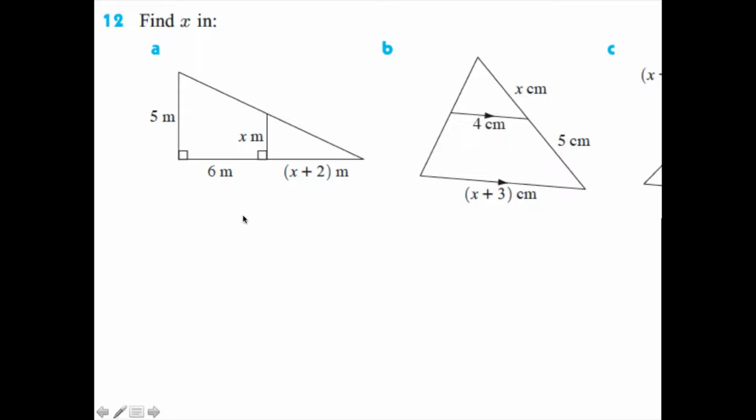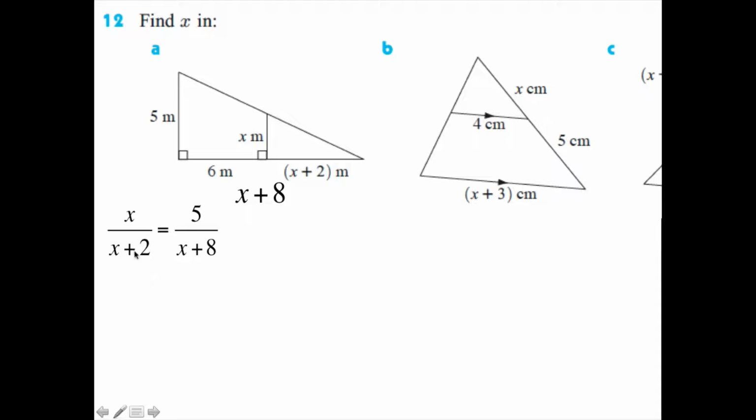First of all, how long is this whole side right here? It's x plus 2 plus 6, so that means x plus 8. So that whole side is x plus 8. Now I'm going to make a ratio and a proportion. The ratio of this side to this side is x over x plus 2. Since these triangles are similar, that must be the same as the ratio of this side to this side, which is 5 over x plus 8. Same ratios because they're similar.